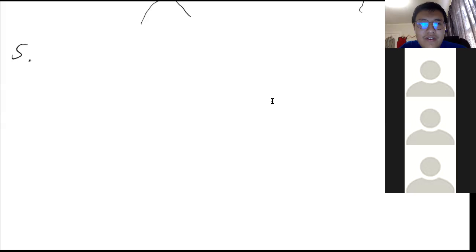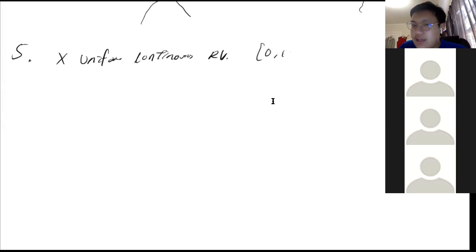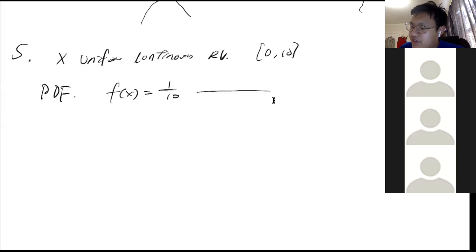For problem 5, we're given that x is a uniform continuous random variable from 0 to 10. After knowing that, we can find the PDF directly. The PDF is just 1 over 10. The way we get 1 over 10 is because for a uniform distribution, the PDF is 1 over b minus a. It's 1 over 10 minus 0, which is 1 over 10.